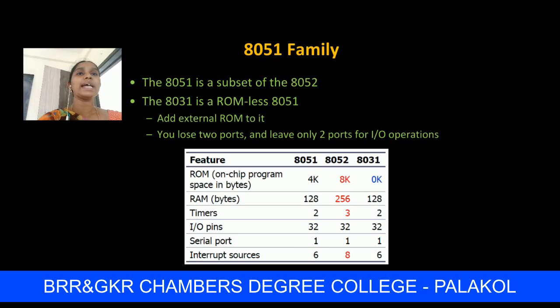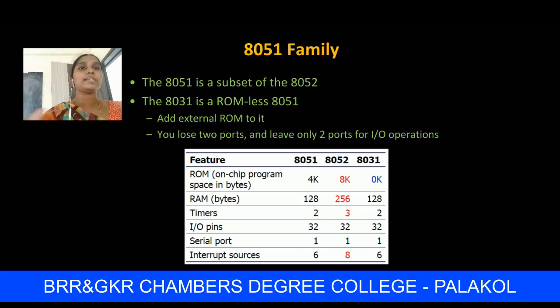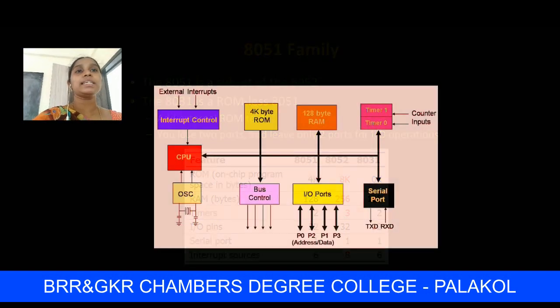Now it has a memory space. Mainly we will focus on the 8051 only. It has on-chip program space of only 4 kilobytes ROM and 128 bytes of RAM. There are 2 timers, 32 I/O pins, 1 serial port, and 6 interrupt sources. We are focusing only on the 8051 microcontroller because the 8051 microcontroller is in your syllabus.